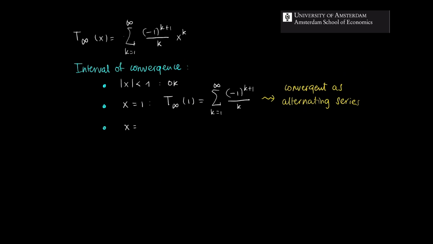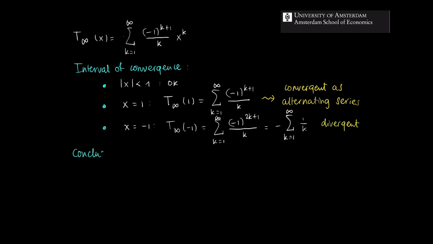If we look at x equals minus 1, then T_infinity(-1) is the sum from k equals 1 of (-1)^k times (-1)^(2k+1) divided by k. But that goes wrong, right? This is equal to minus the sum over 1 over k, which is divergent. This is the harmonic series, which has as a limit minus infinity. So the conclusion here is that T_infinity(x) converges for x in the interval from minus 1 (excluded) to 1 (included).